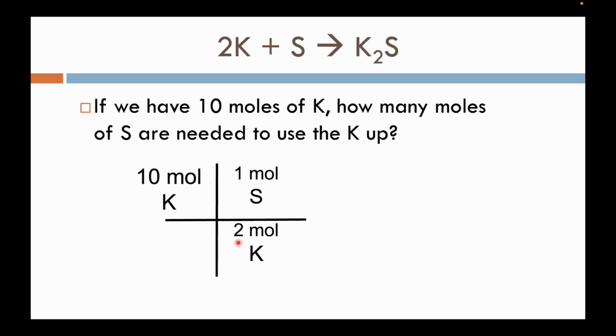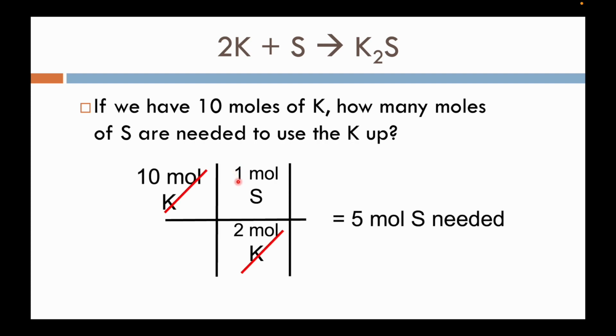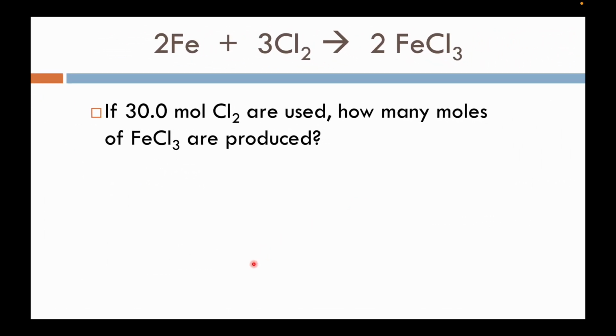So line everything up, putting your coefficient ratio of 2 to 1, 2 to 1 in the problem. Make sure everything cancels and you'll get your answer, which is 5 moles of sulfur is needed to use 10 moles of potassium. This one might look a little bit tricky, but I want to show you that now.